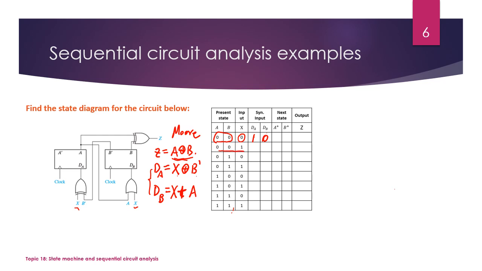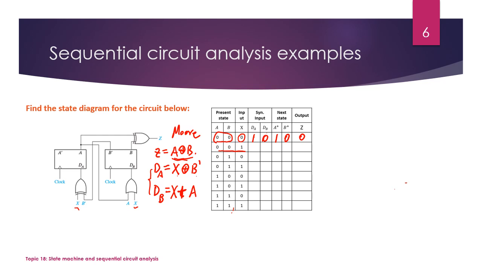Next one, 0, 0, 1. Oh, sorry, I forgot the Z value. 0 XOR 0, we get 0. Okay, and the next state, because the next state for the D flip-flop is equal to D, right? If you remember, so this is also 1, 0.